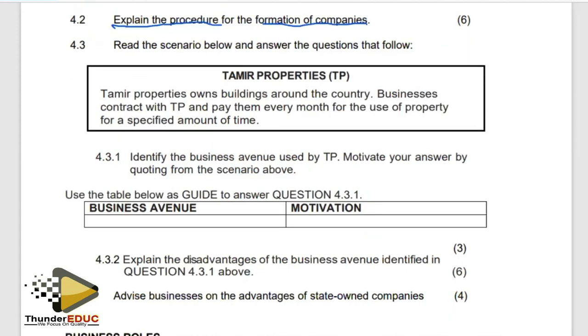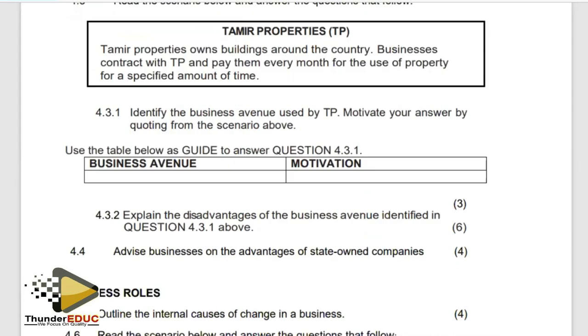Question three says, read the scenario and then answer the questions that follow. Tamil Properties, TP. Tamil Properties owns buildings around the country. Businesses contract with TP and pay them every month for the use of the property for a specified amount of time. The owner of the building is Tamil Properties.